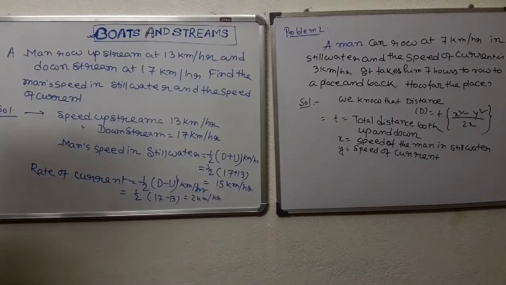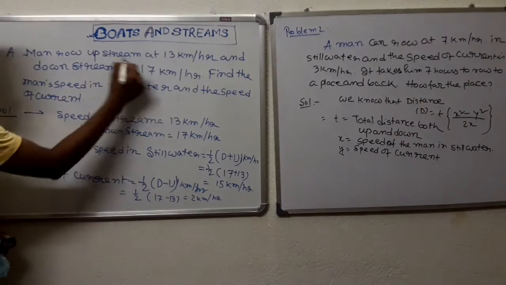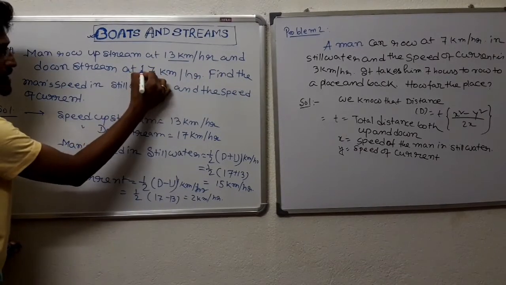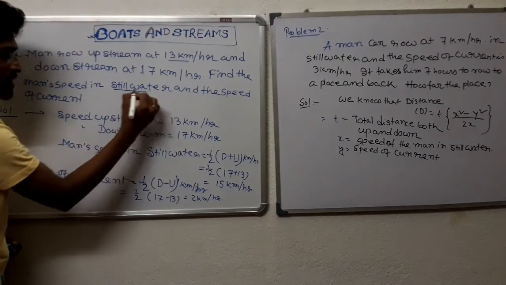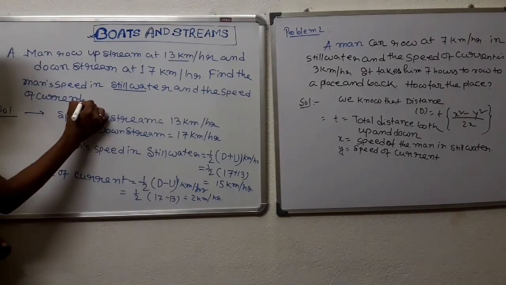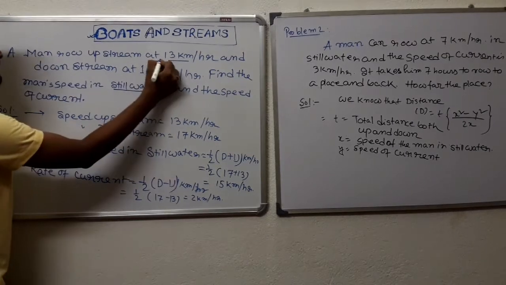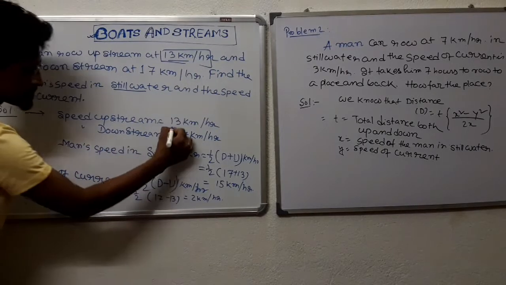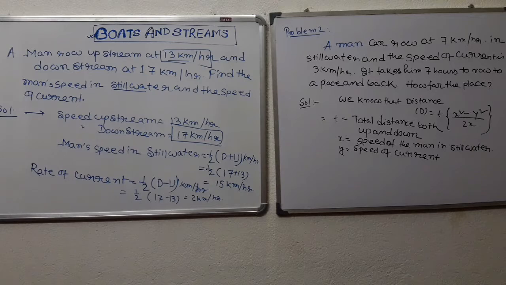So you can see examples also. A man rows upstream at 13 km per hour and downstream at 17 km per hour. Find the man's speed in still water and the speed of the current. So how can we solve that? The speed upstream is given, that is 13 km per hour, and the speed downstream is given, 17 km per hour, right?